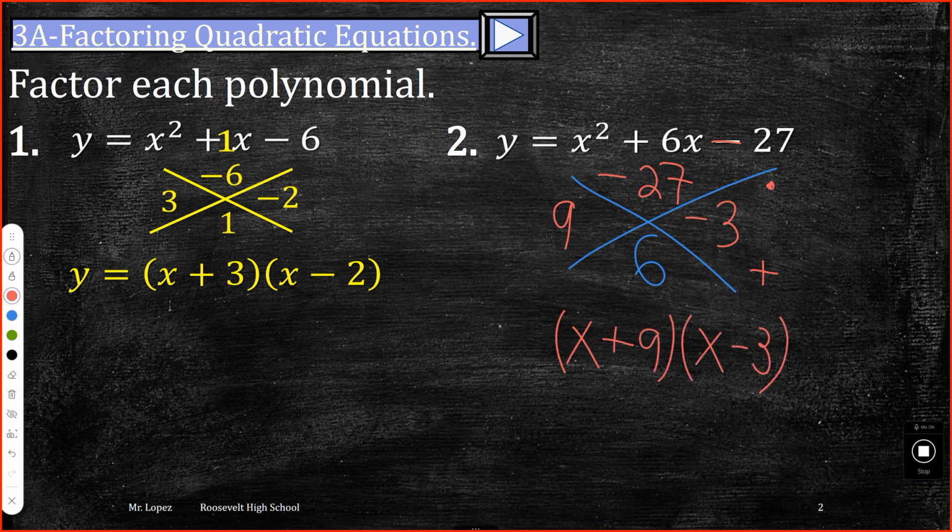And no, it does not matter if you put x minus 3 first or the way I have it. Why? You don't have to go raise your hand and ask, am I right? Well, you check it. Multiply it out. Did you get it right? All right, good. Let's move on.